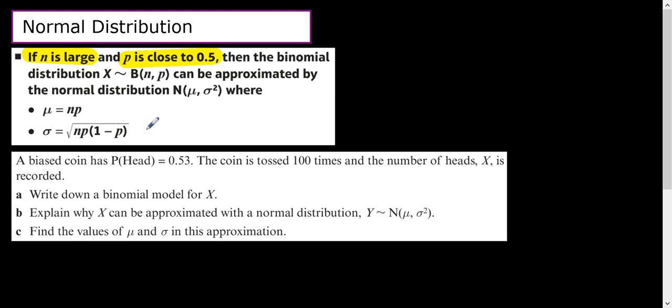Now the standard deviation is slightly more difficult to work out. We don't need to prove this. You can prove this, we don't need to. And the fact is that sigma is the square root of np(1 minus p).